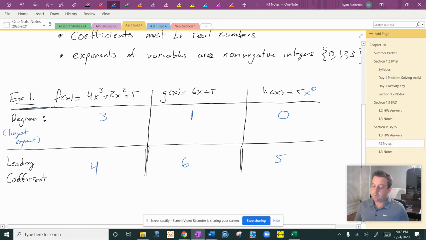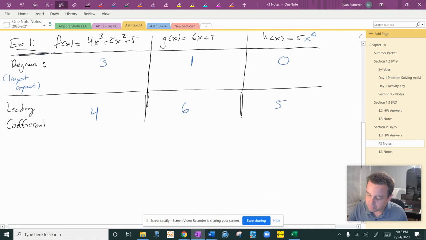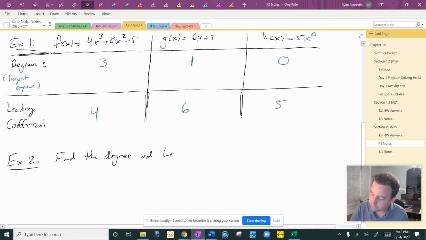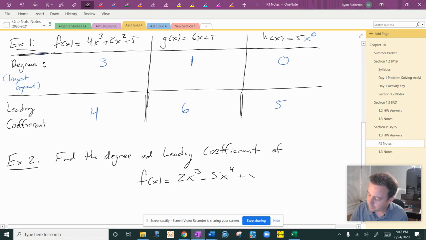So in order to analyze polynomials, you've got to be able to determine the degree and the leading coefficient. The only time this really gets tricky is, and it's not even tricky, it's that people aren't paying that much attention. Like if I asked you, for example, to find the degree and leading coefficient of, let's say, f of x equals 2x to the third minus 5x to the fourth plus x squared minus 1.